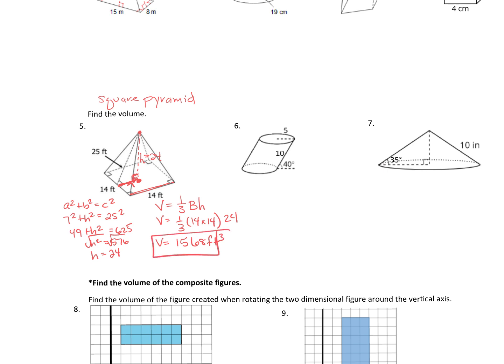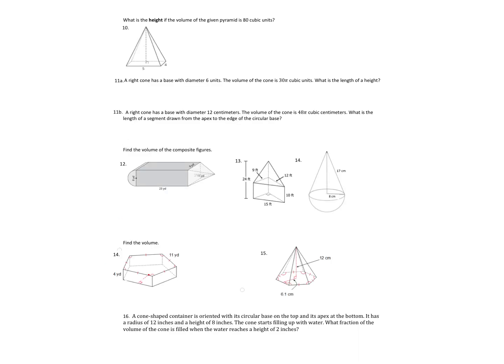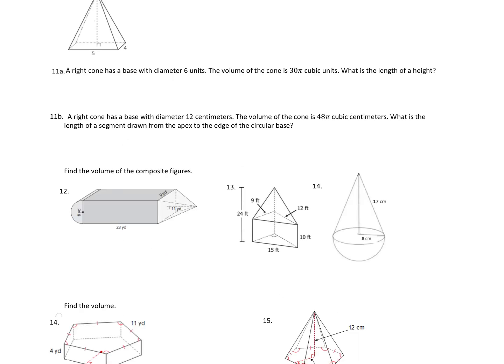So I think the next problem that's different is on the back side. Hi Geometry, let's take a look at 11b next. A right cone has a base with a diameter of 12. This is my circular base. This is my cone shape. I know it's standing straight up and down because it's a right cone. And if the base has a diameter of 12, that means it has a radius of 6. The volume of this cone is 48 pi cubic centimeters.